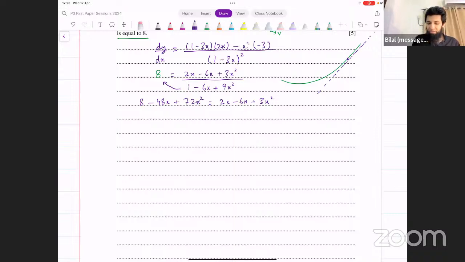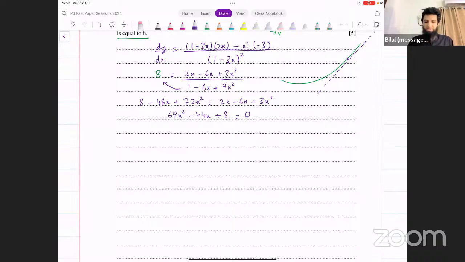72x squared minus 3x squared, that's going to give you 69x squared. Bring the x terms to the left side as well. You have minus 4x here. When that comes to the left, it becomes plus 4x, minus 48x plus 4x. That's going to be minus 44x plus 8 equals 0. This is the equation that you've got on the left side. Okay.